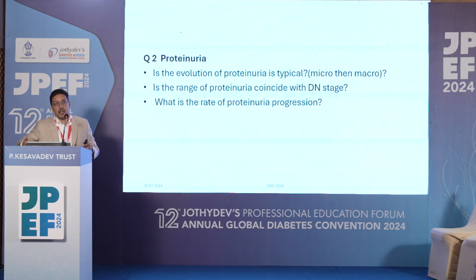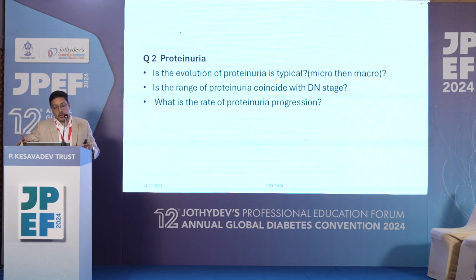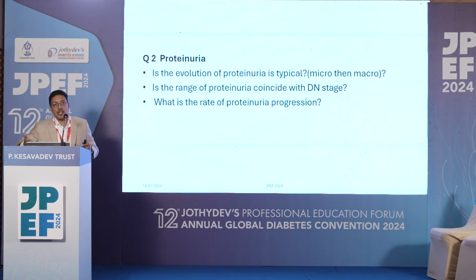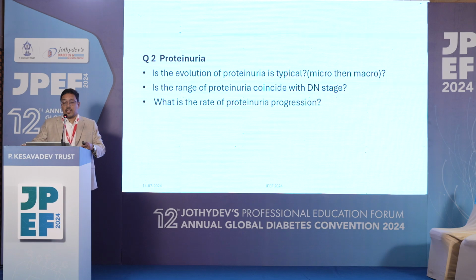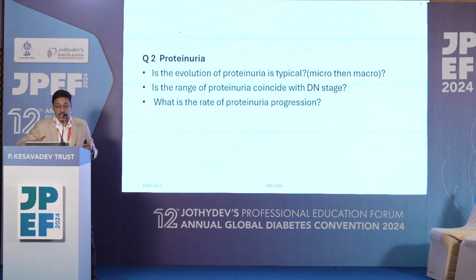Coming to the proteinuria part, you look at the proteinuria, you know the natural progression. So the evolution of proteinuria is typical. That is, it starts with micro, then it goes to the overt and nephrotic range, and then finally ends in end-stage renal disease. So, does the range of proteinuria coincide with the diabetic nephropathy stage, and what is the rate of progression? All these things you should assess.